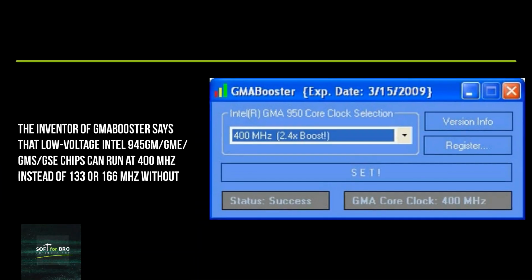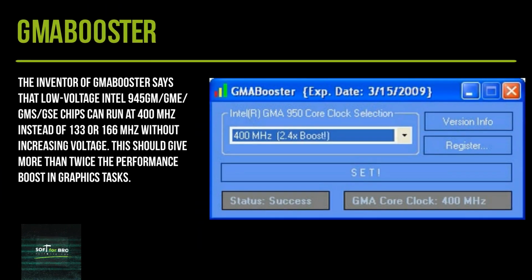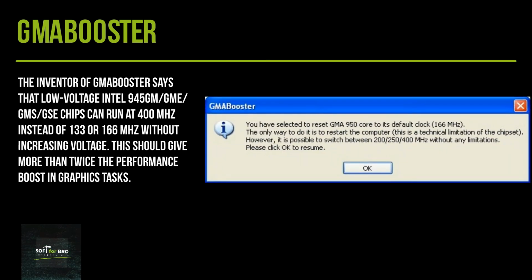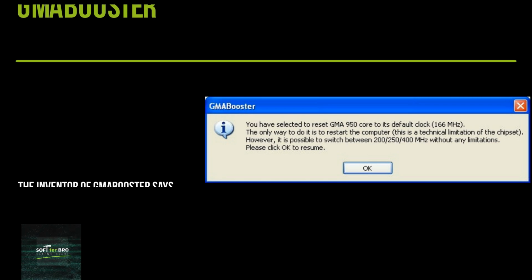The inventor of the GMABooster says that Intel's low-voltage 945 GSE chips can run at 400 MHz instead of 133 or 166 MHz without increasing voltage. This should give more than twice the performance boost in graphics tasks.